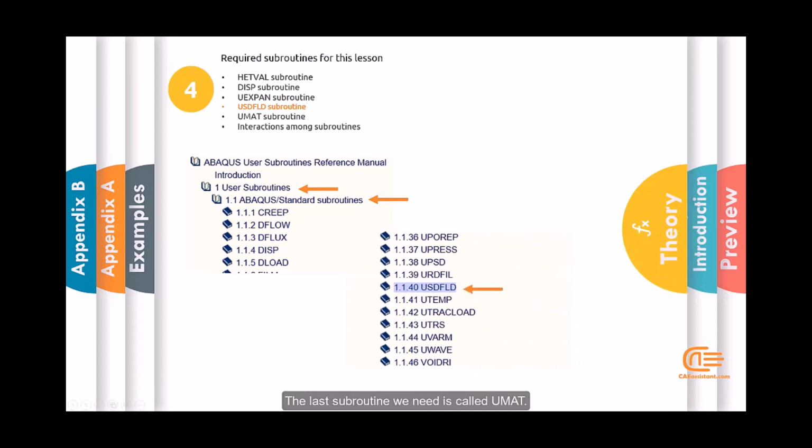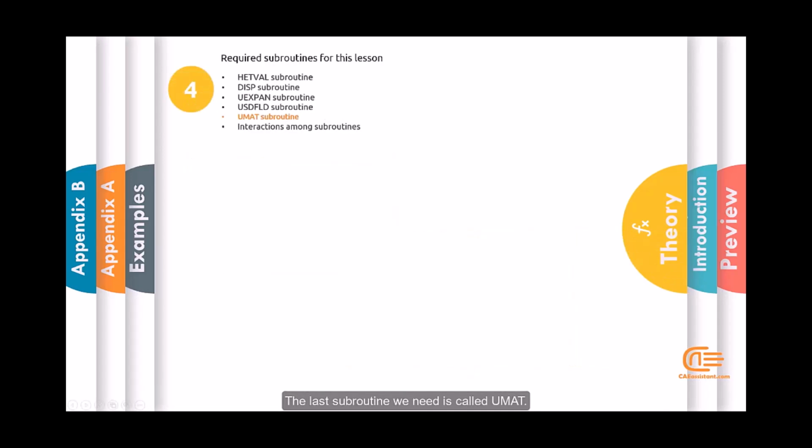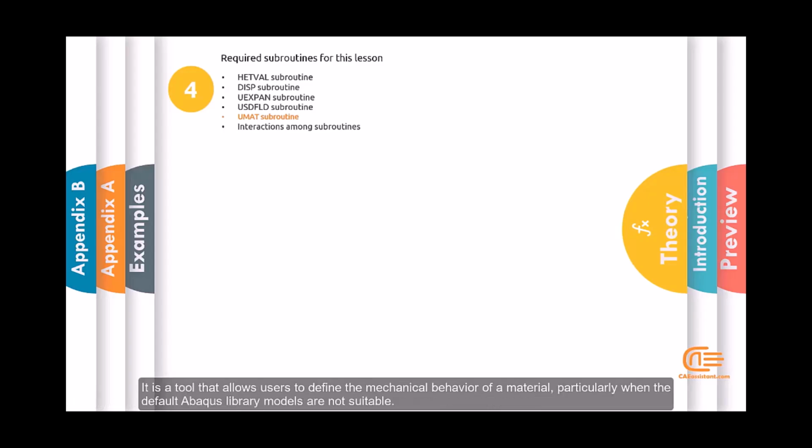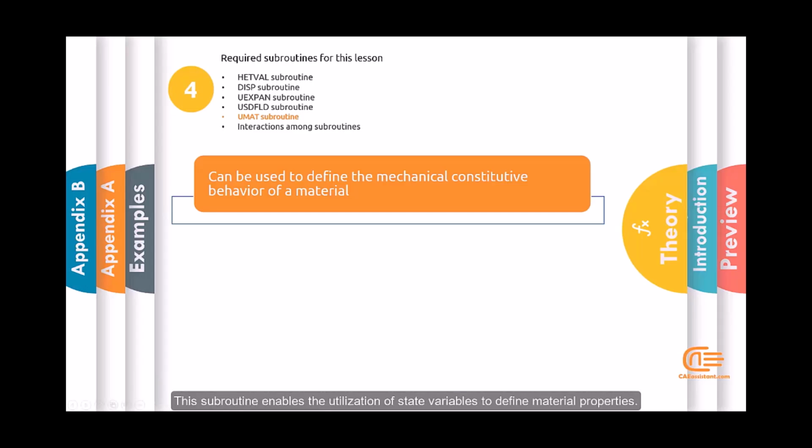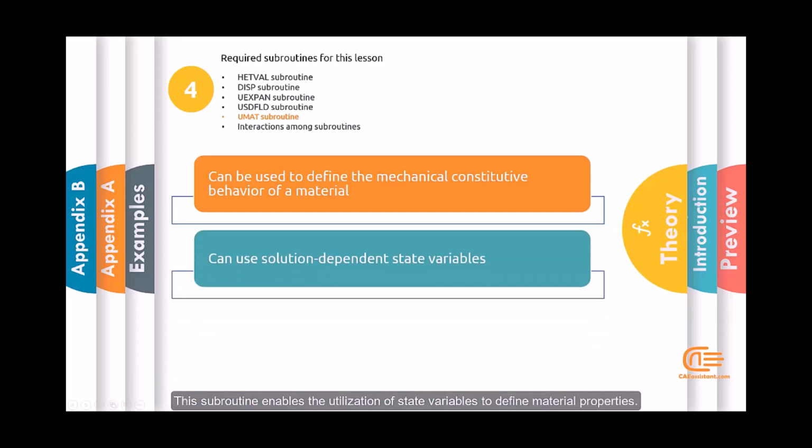The last subroutine we need is called UMAT. It is a tool that allows users to define the mechanical behavior of a material, particularly when the default Abaqus library models are not suitable. This subroutine enables the utilization of state variables to define material properties. Such a feature is essential for simulating the curing process.